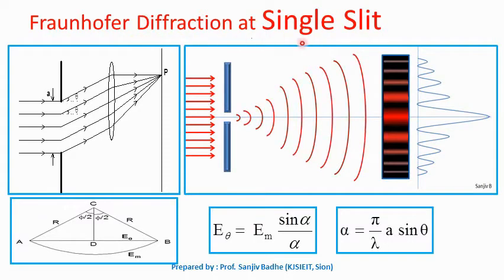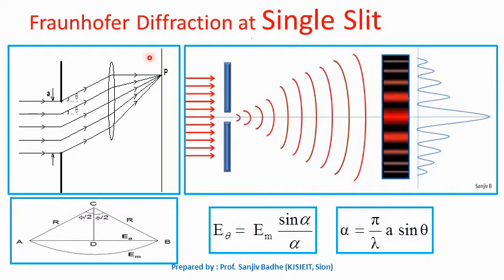Let us revise single slit diffraction in brief. In a single slit diffraction, we made the parallel rays of monochromatic light incident on a slit of width A. We considered the light rays diffracted at an angle theta. These light rays merge at point P after going through the lens, and we tried to find out the intensity of light at point P for a given value of theta.